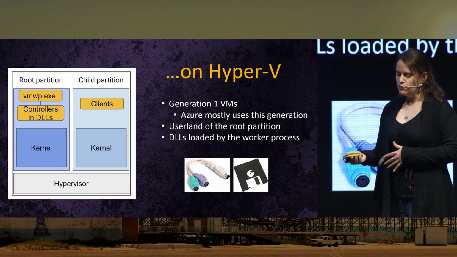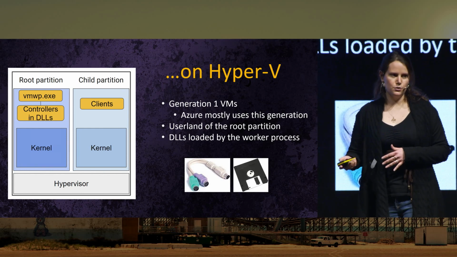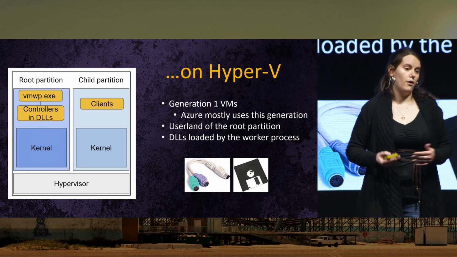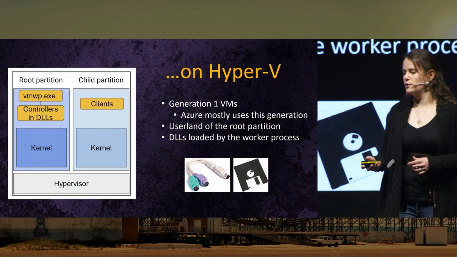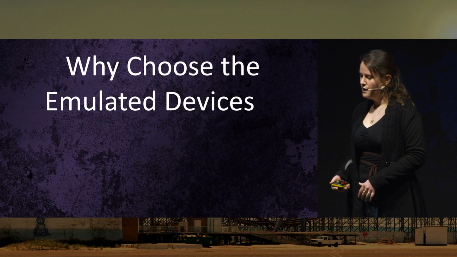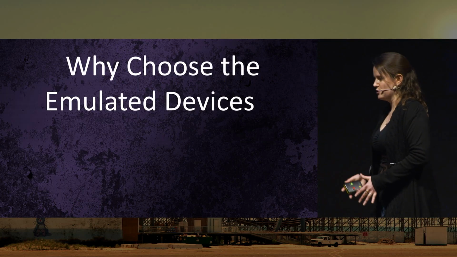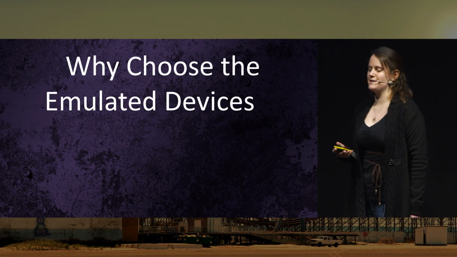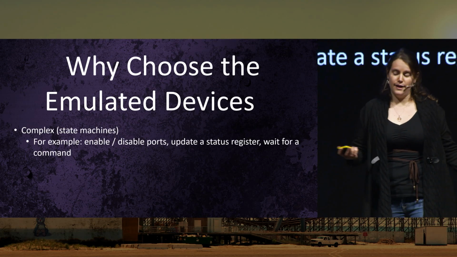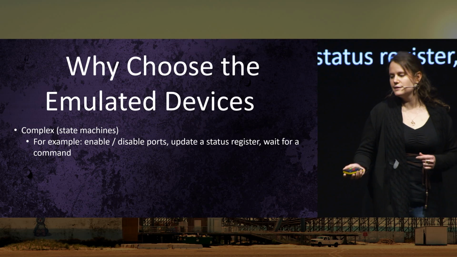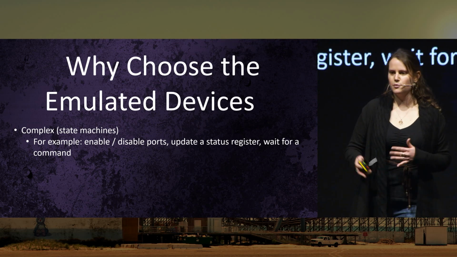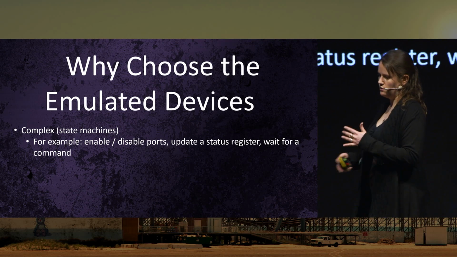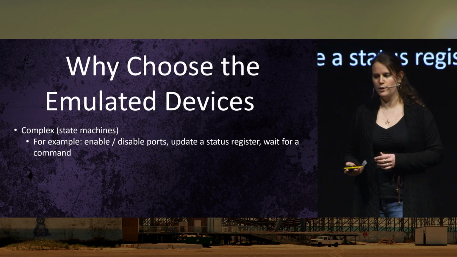Some examples of those devices are PS2, or floppy, or IDE also. All those are emulated devices in generation 1 VMs. So now, coming back to the question, why choose the emulated devices? First, they are complex. Usually there are state machines, for example, with status registers, different updates, conditional commands, so it's quickly very complicated.